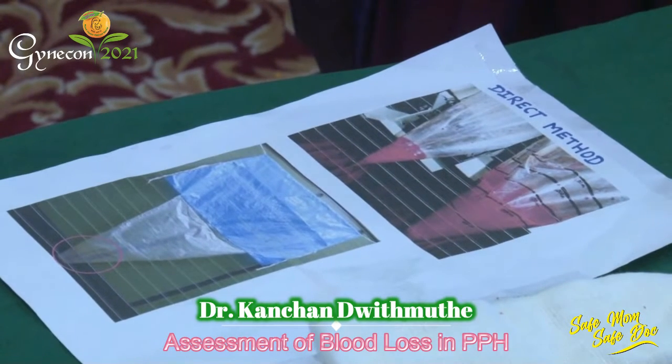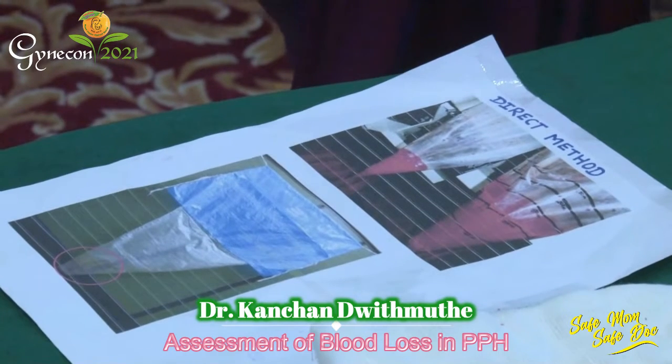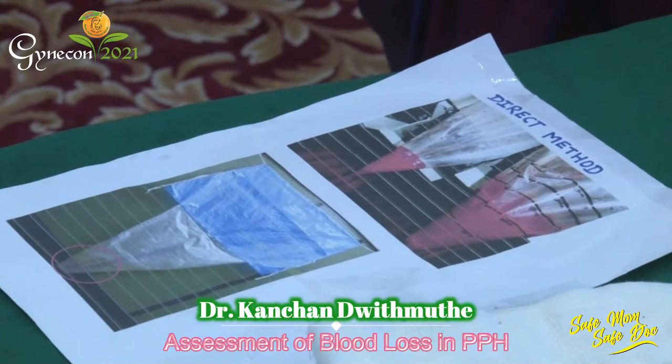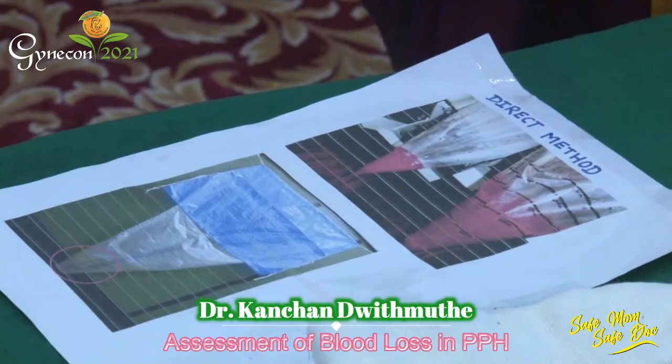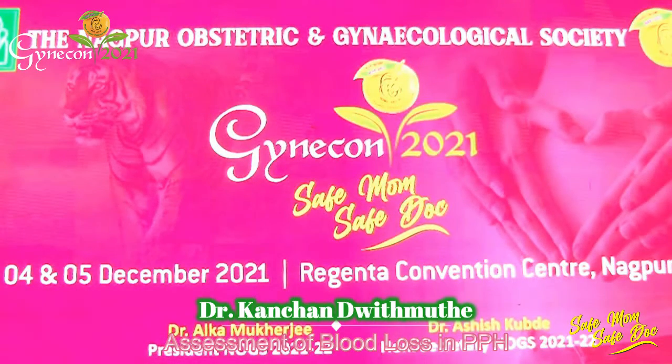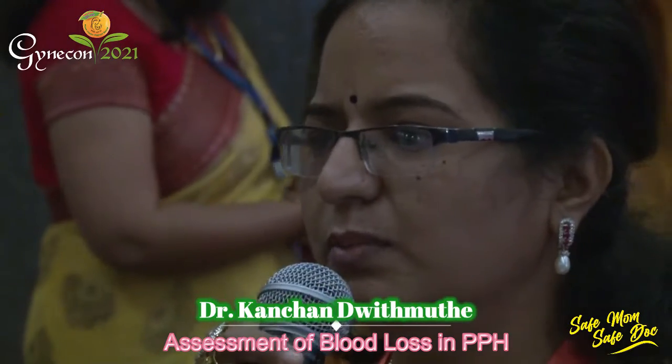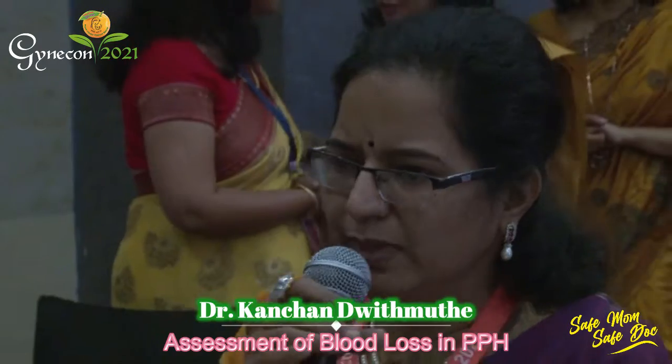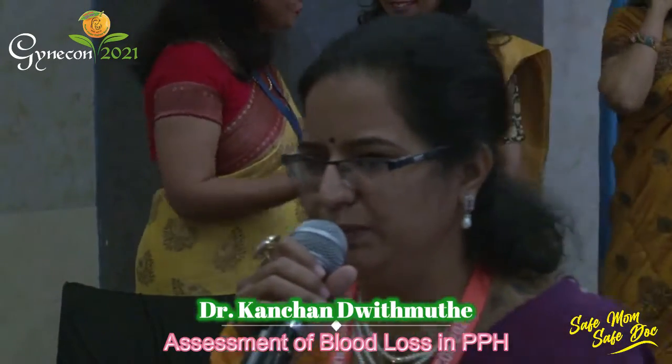Then third is the clinical estimation of blood loss. But this method can delay the diagnosis of PPH, because clinically we have seen that the clinical parameters will alter in stage 2 or stage 3 of shock, that is, when 30% of blood volume has been lost. So this method will delay our diagnosis of PPH.